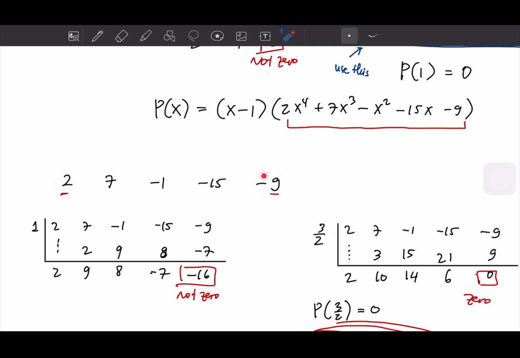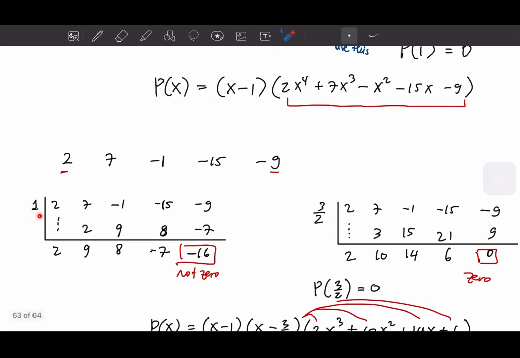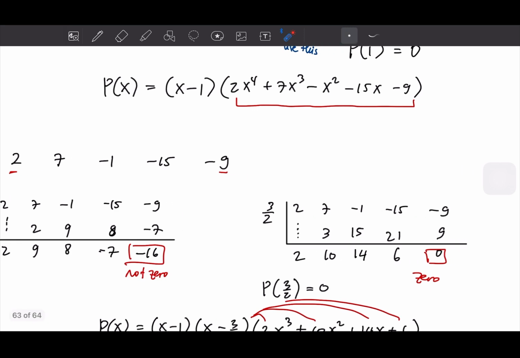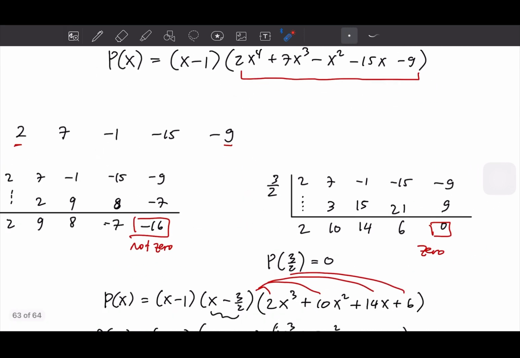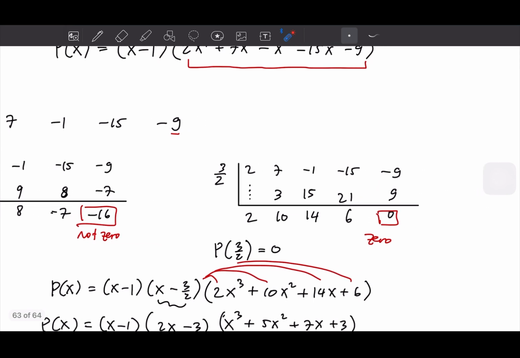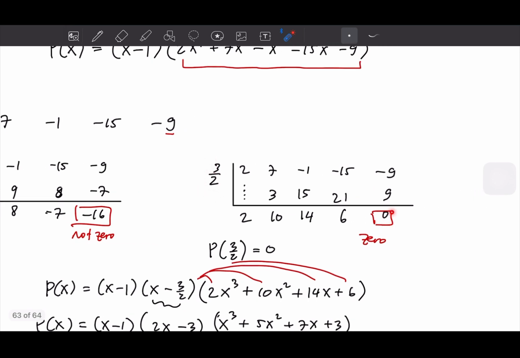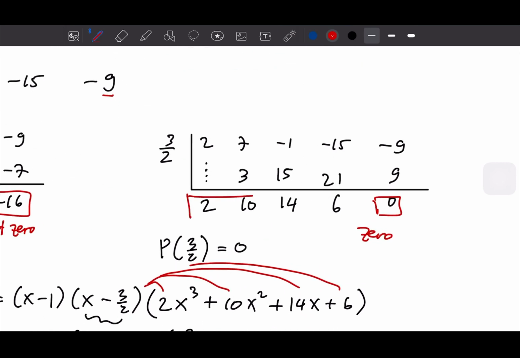Okay, our possible zeros, and we could see that we are going to have the same or similar numbers. Okay, and we could start from 1, and we could also start from 3 over 2. Because 1 is not 0, so we start with 3 over 2, and it's 0. And also, see this last row, I forgot to mention.